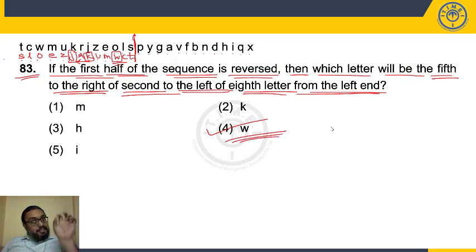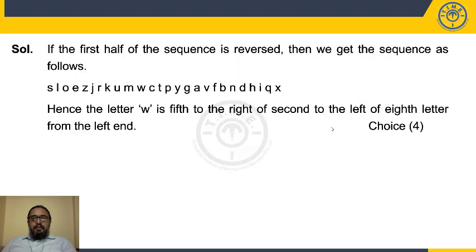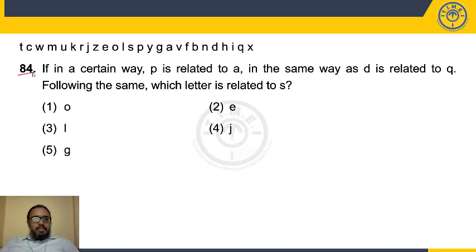So everything is given in the first half only. That is why he is asking first half is reversed. So this is how you can look into. Okay? So always come from the last and take one instruction earlier to that. So the answer is W. Choice 4. Okay. The last question in the set.